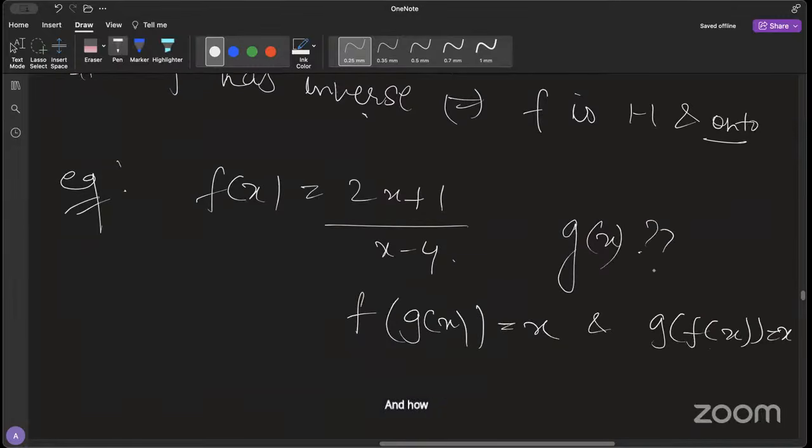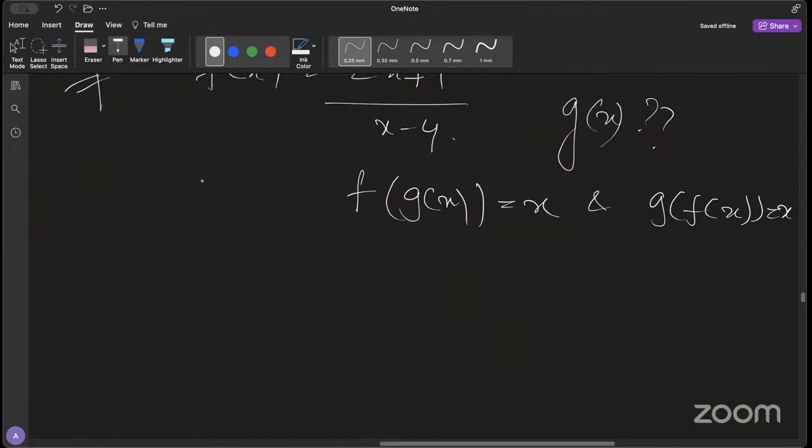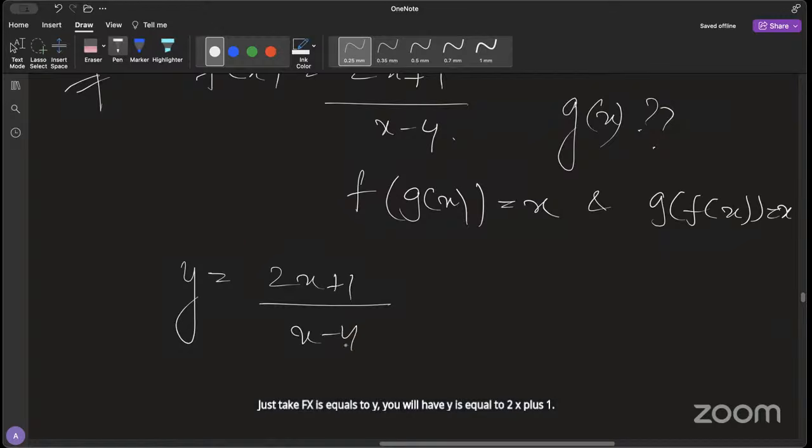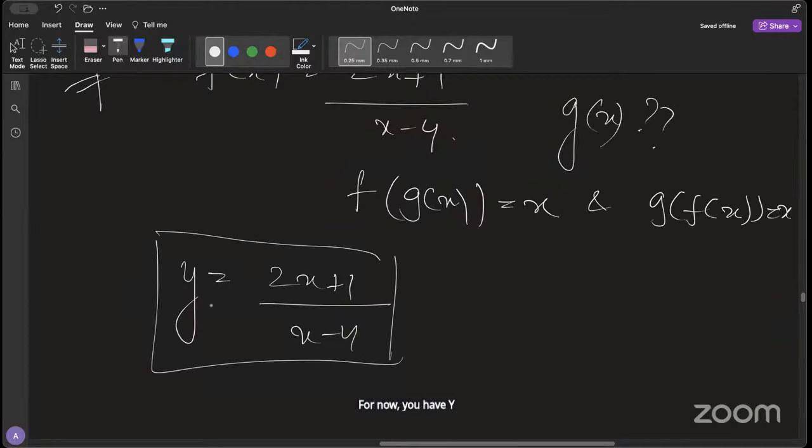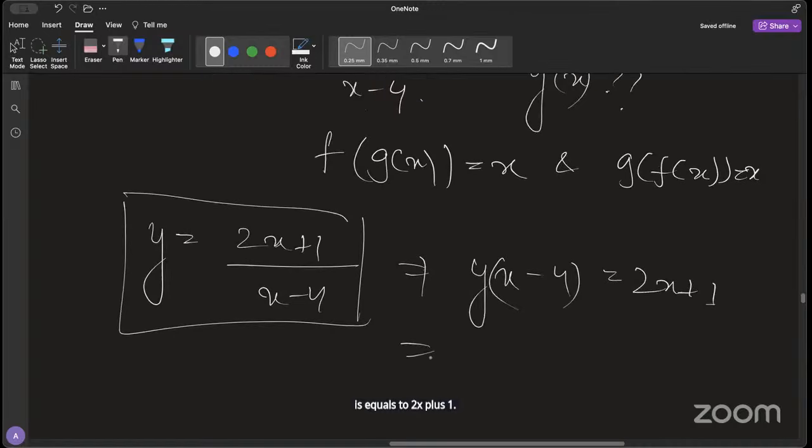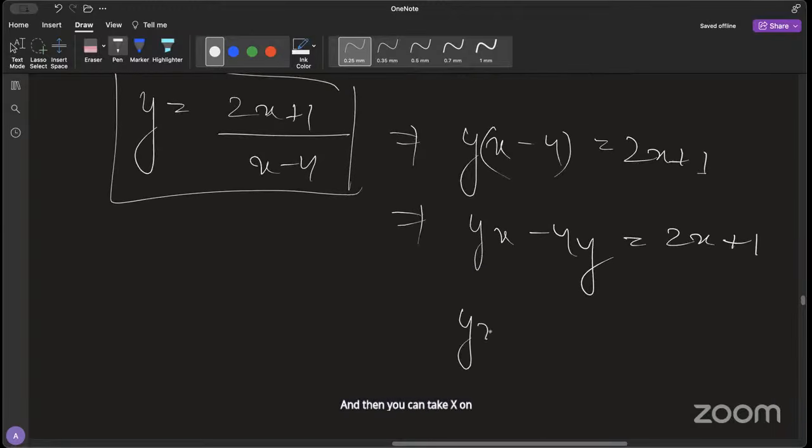And how do you find this g? Just take f(x) equal to y. You will have y equals (2x plus 1) over (x minus 4), and then solve for x from here. By solving for x, I mean write x in terms of y. For now, you have y in terms of x, right? I want x in terms of y. So I can do y times (x minus 4) equals 2x plus 1. This is going to give me yx minus 4y equals 2x plus 1. And then you can take x on the same side. You will have yx minus 2x equals 4y plus 1.